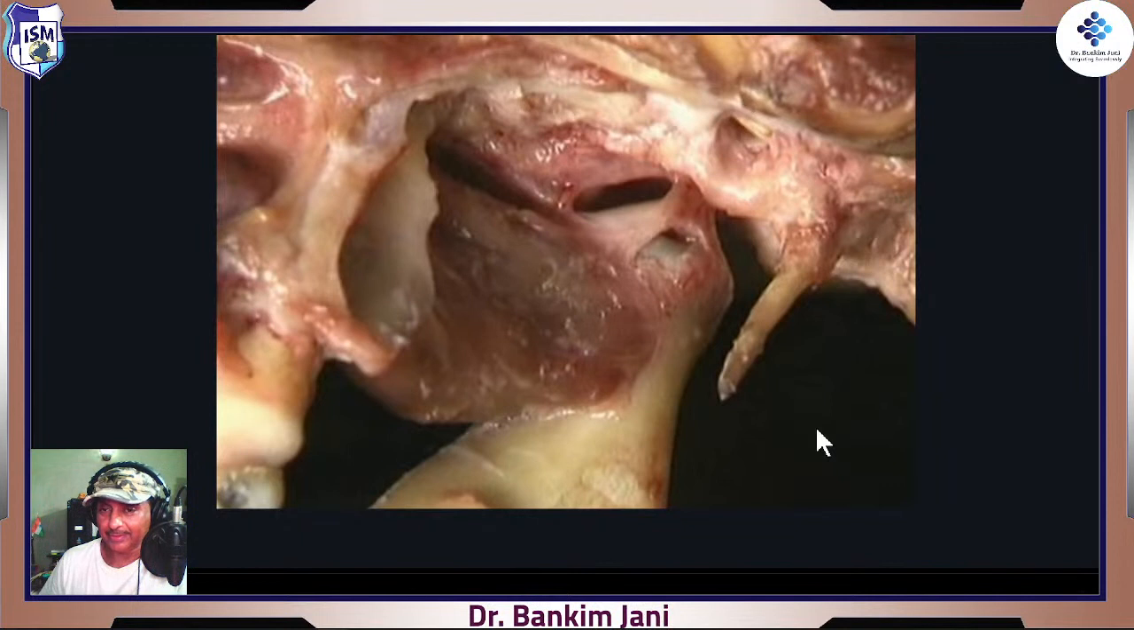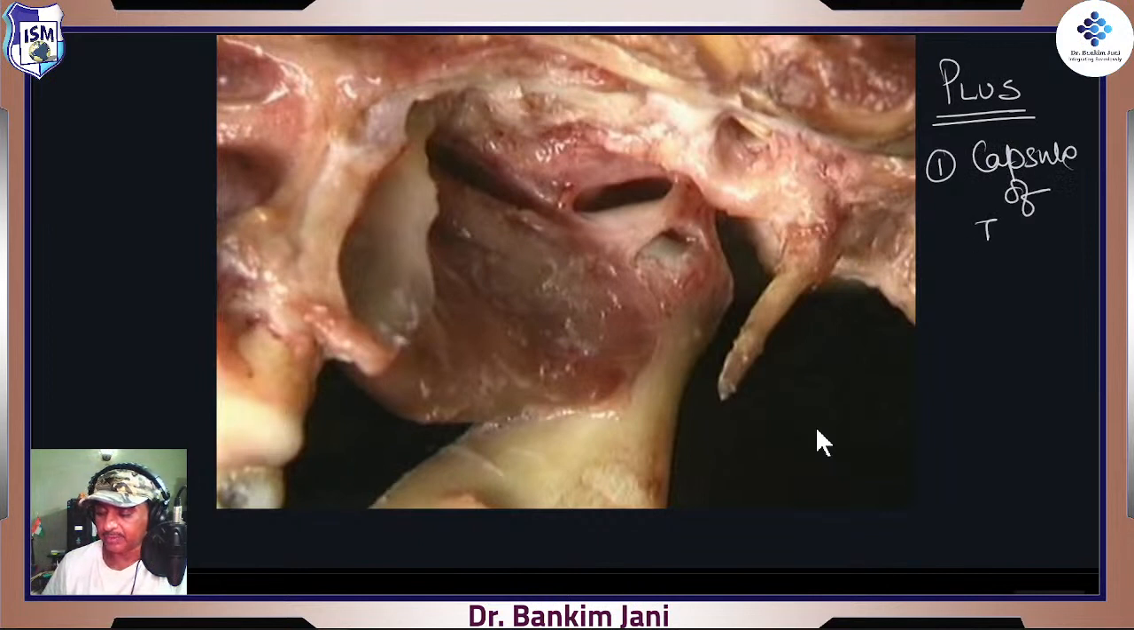This is very interesting. It is not only attached at that hollow of the condylar process. But see, there is the capsule, right? So I'll be writing in capitals, plus: lateral pterygoid muscle will also get connected on the capsule of the TM joint. This is the advantage. That is, when the mouth opens, it will also pull the capsule, right?